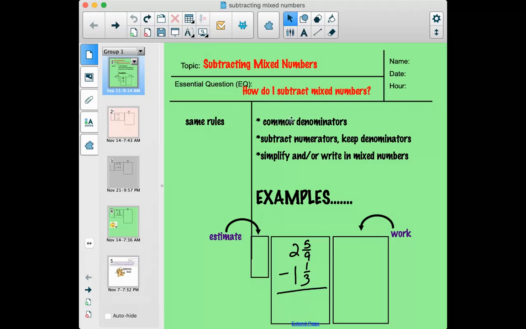So you want to make sure your fractional parts have common denominators. You're going to subtract the numerators, keep the denominator the same, just like before with subtracting fractions. And you're going to simplify and write as a mixed number. So if there is still a whole number part and a fraction part, you want to keep that as a mixed number, not as an improper fraction. All right, so here is an example.